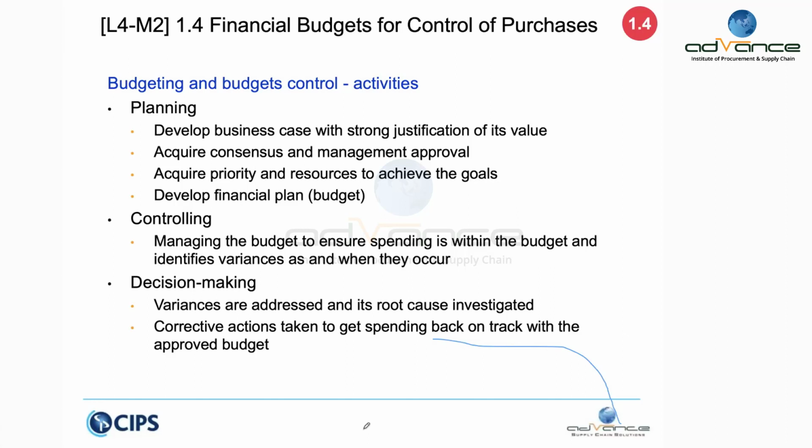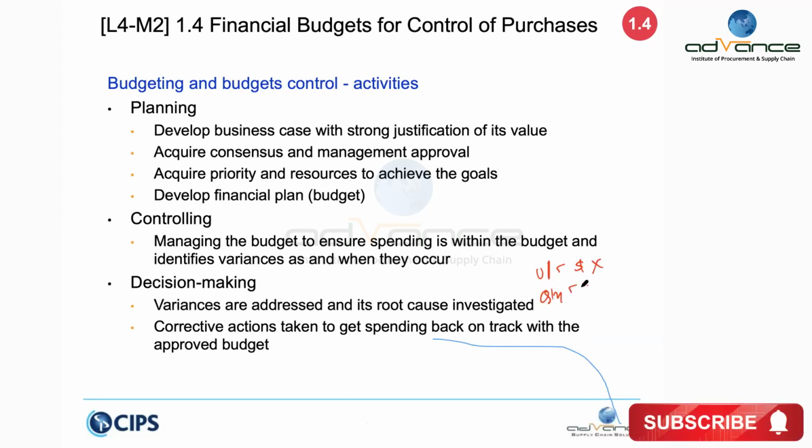Let's say it's a purchase of certain items, unit price of X amount of dollars, and quantity was Q. My budget will be X times Q. My actual will also be X times Q. If my actual is equal to budget, everything is fine. But if the actual is more or less than the budget, something has gone wrong. Either there is a variance in the price or there is a variance in the quantity. I need to be able to identify the variance and ensure that the root cause of these variances is identified, and corrective action is taken to bring the spending back on track.